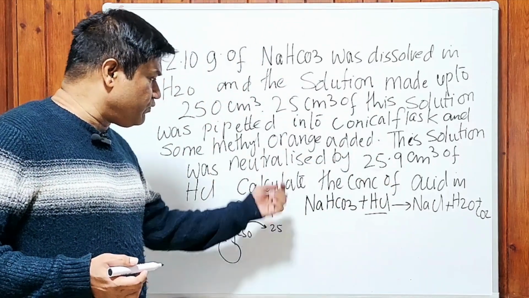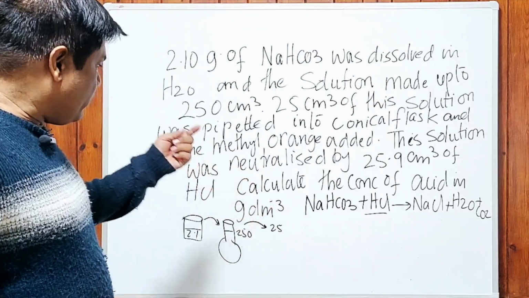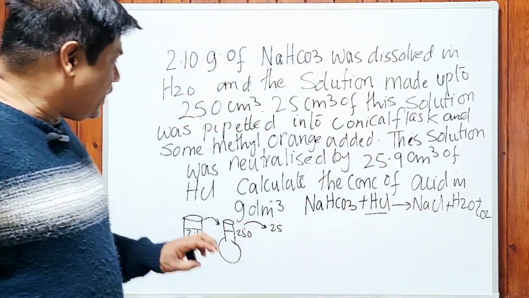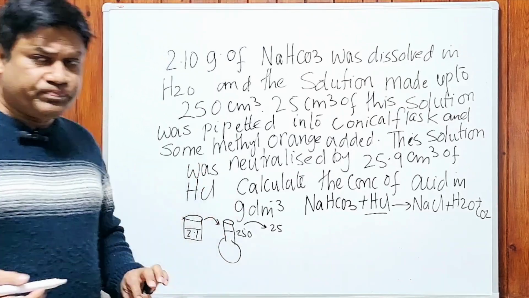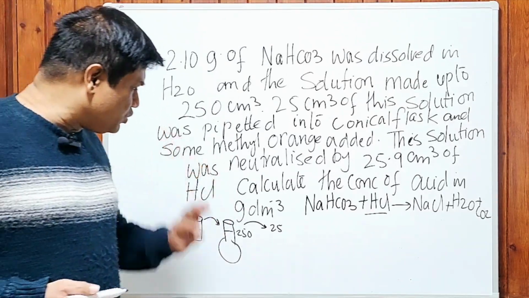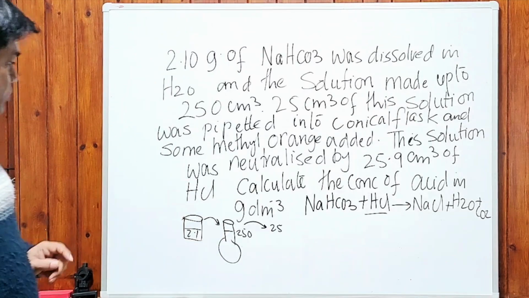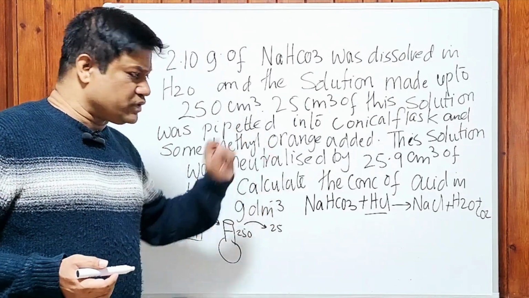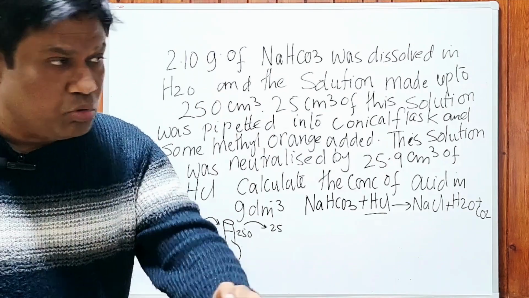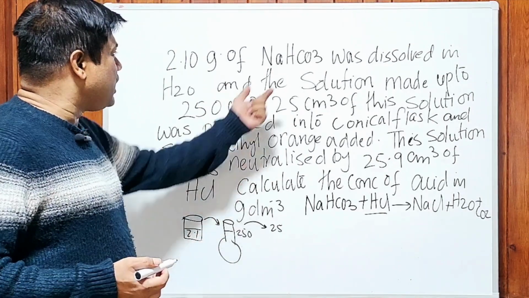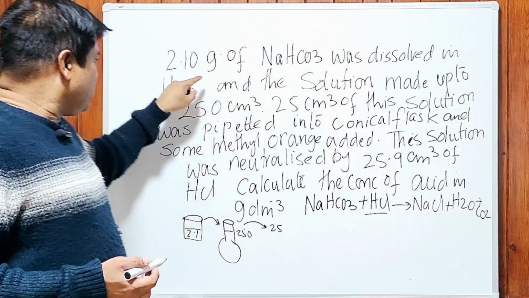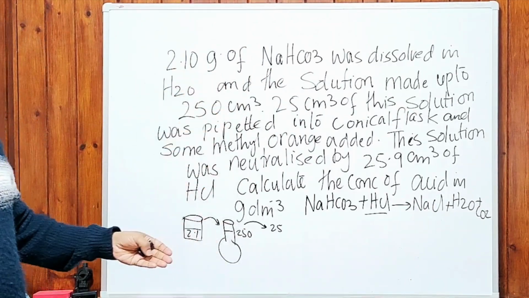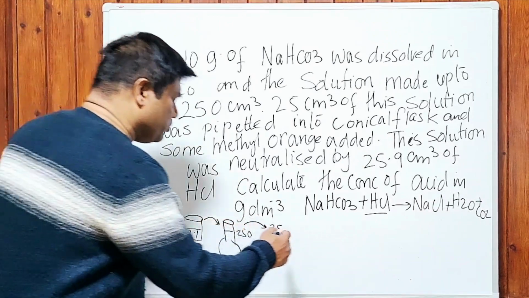What's the question? What do we have to figure out? We have to work out the concentration of the acid, hydrochloric acid, in gram per dm cube. We can work out in mole per dm cube, then in gram per dm cube. So the first step, how to approach that question: work out the mole of sodium hydrogen carbonate. It is given in grams, so we can easily work out the mole. What's the formula to work out the moles?